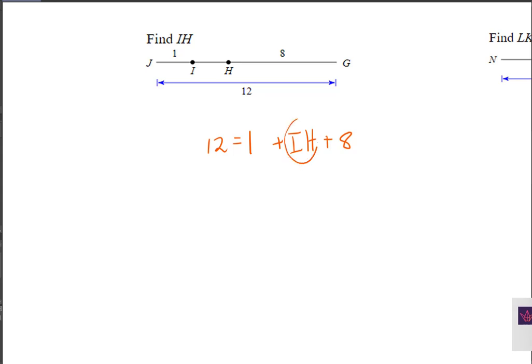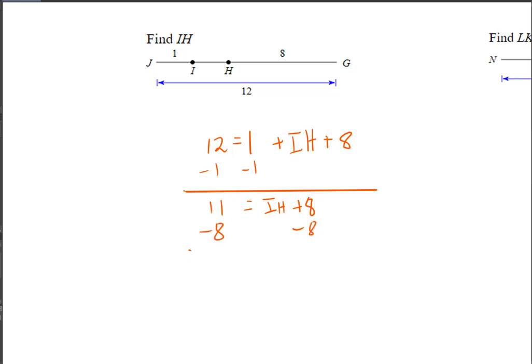Now, the piece I'm missing, though, is this. But now I can solve for IH. If I know all this other stuff, I can solve for this one. So I'm going to subtract 1 from both sides, right? So I get 11 is equal to IH, which is the distance, plus 8. Don't think that's I times H, because that would not make sense in this case. Subtract 8 from both sides, and I get 3 is equal to IH.